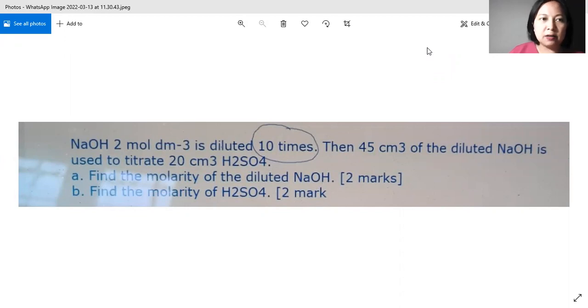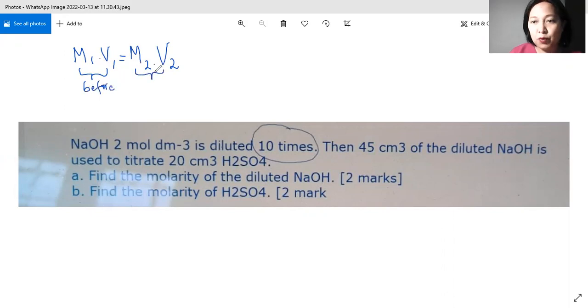We can say the basic formula for calculating the concentration in dilution is M1 times V1 equals M2 times V2. So M1 and V1 are before dilution, so before you add more solvent, and M2 and V2 are after you add the solvent.